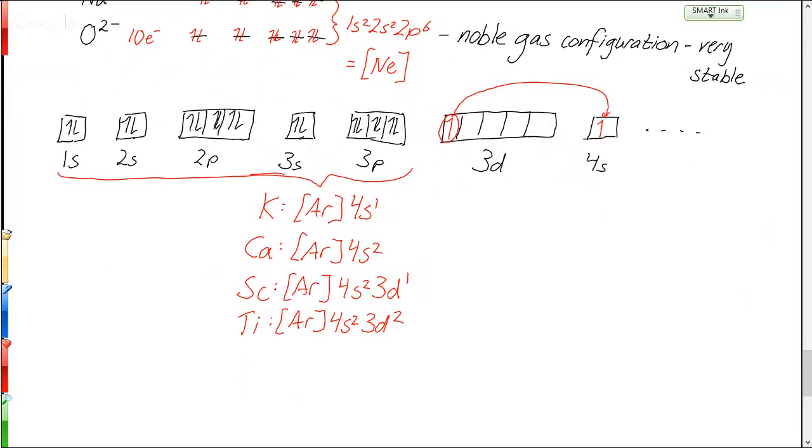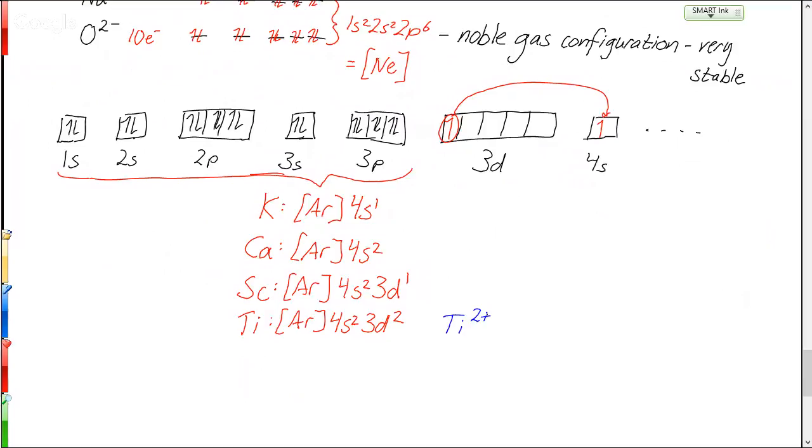But here's why it's important to think about it this way rather than the way that the book has it. Because when we make ions, let's take the 2+ ion of titanium. So that's going to be titanium with 2 fewer electrons. If we just say that the 4s is a lower energy than the 3d, then we would take those 2 electrons from the 3d and we'd have the same configuration as calcium. But that's not what happens.